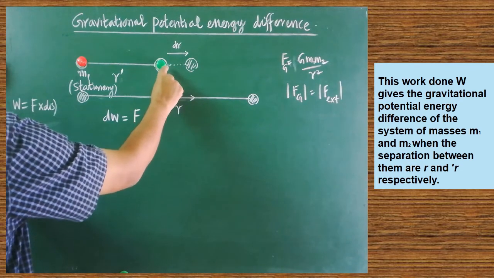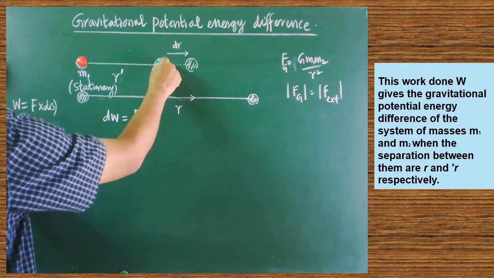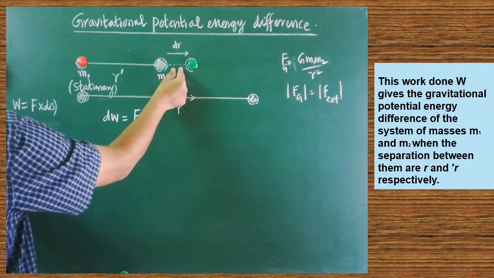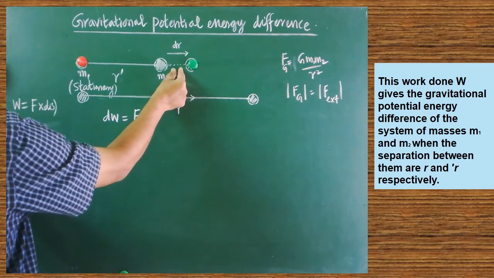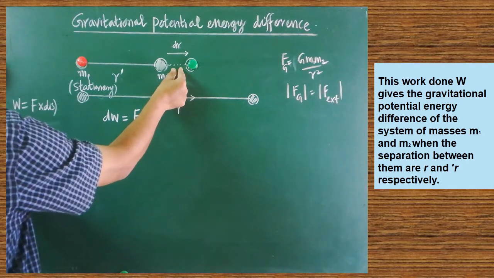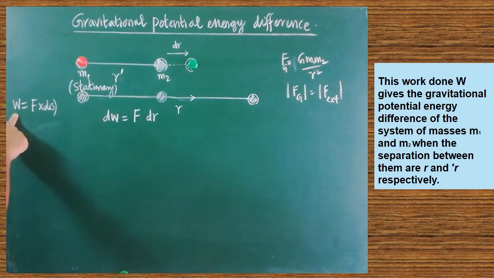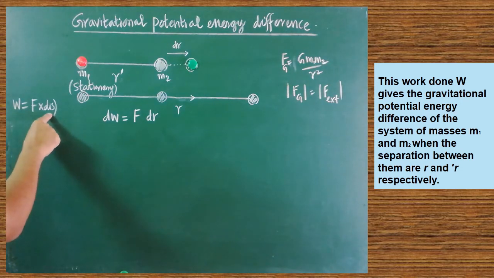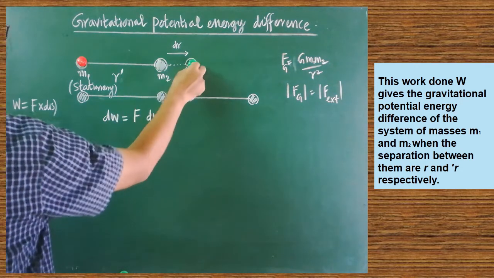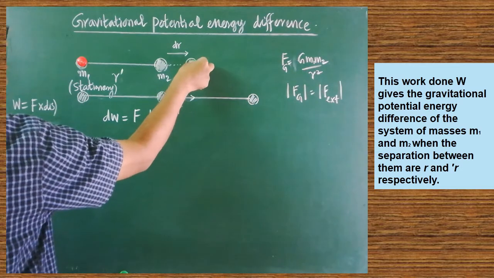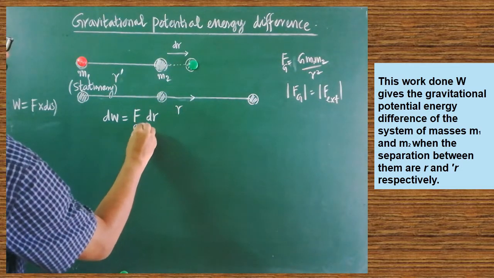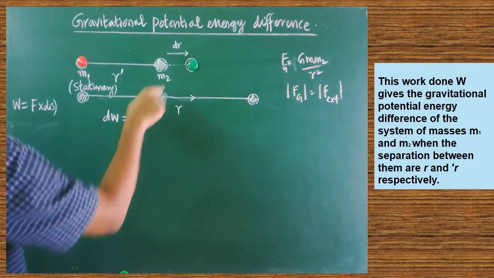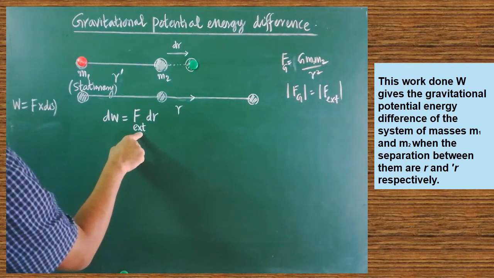Let us imagine the mass m2 is moved from this position to this position. So how much distance is moved? dr distance is moved. For that we have to calculate the work done. So what is the formula to calculate the work done? Work done is equal to force into displacement. To move the object from this position to this position, we have to do some work, and to do it we have to apply some external force. So F external must be written here.